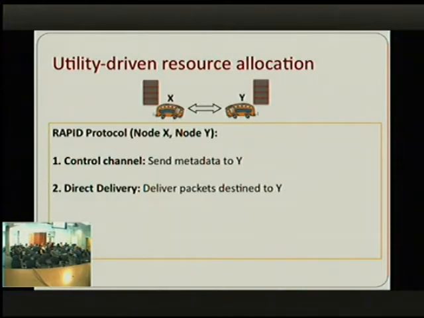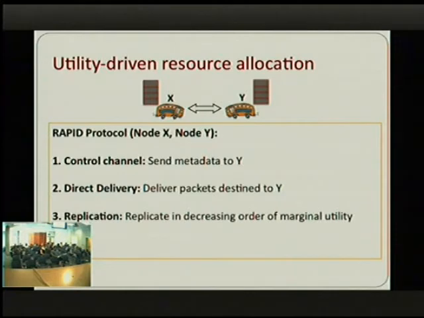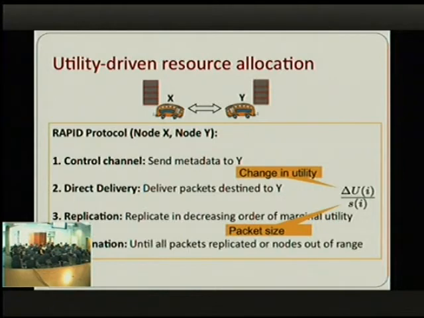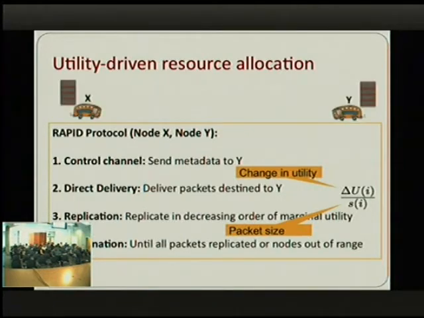And the third step, the most important one, is replication, where X sorts packets in its buffer according to the marginal utility of replication, where the marginal utility is the change in utility because of replication divided by the size of the packet. And it would start replicating in this order until either all packets are replicated or the nodes are out of range. And clearly Y would do the same to X.